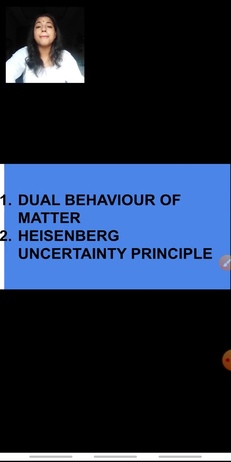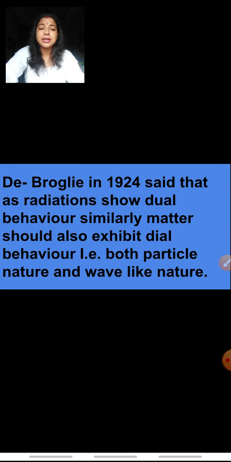Now, we'll discuss the developments leading to the quantum mechanical model. So, what were the drawbacks of Bohr's atomic model? First, it could not explain the finer details of the hydrogen spectrum. Second, it could not explain the spectrum of atoms having more than one electron. Because of these drawbacks, the quantum mechanical model was developed, and the developments that led to it are the dual behavior of matter and the Heisenberg uncertainty principle. Bohr's model was developed because of the dual behavior of electromagnetic radiation, but the quantum mechanical model is developed because of the dual behavior of matter.